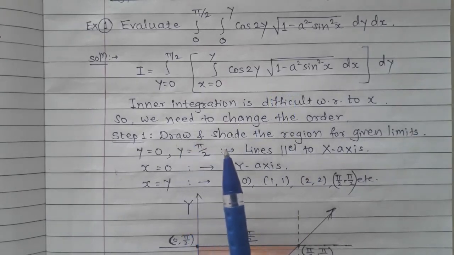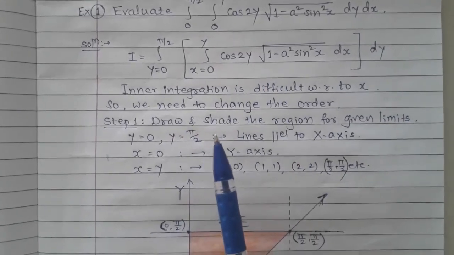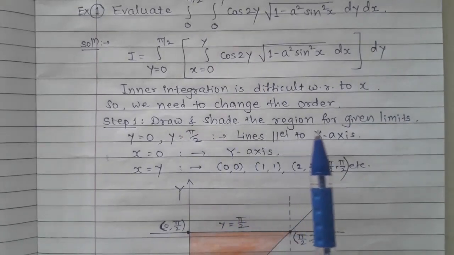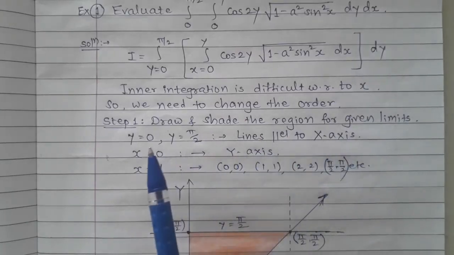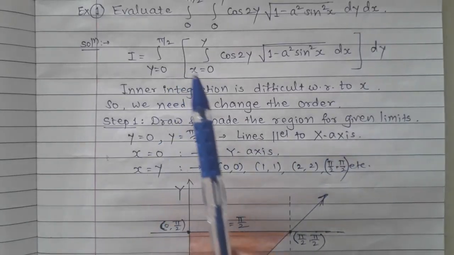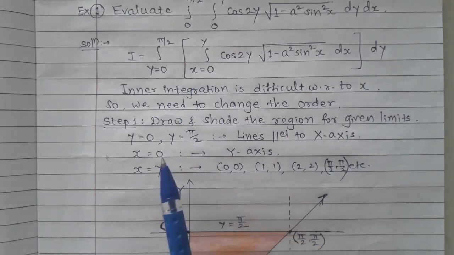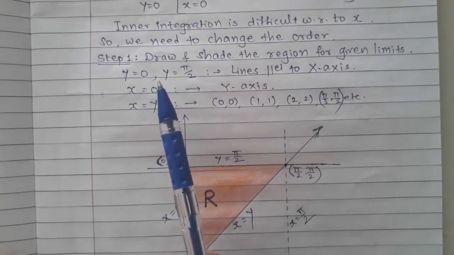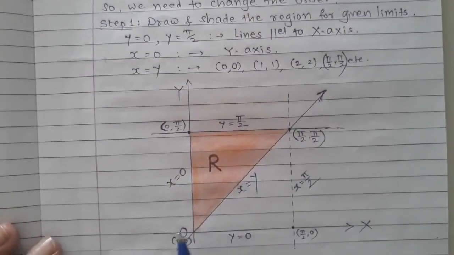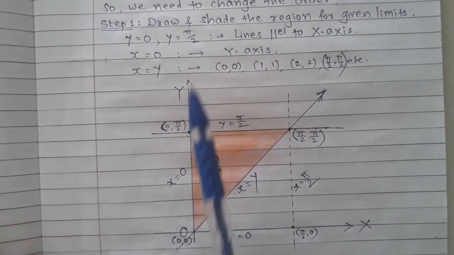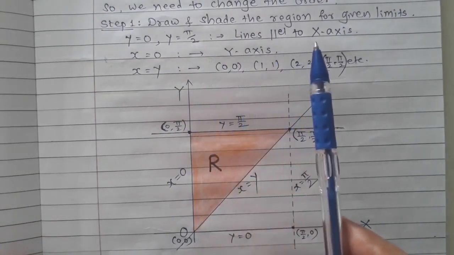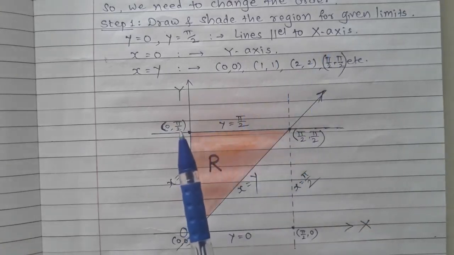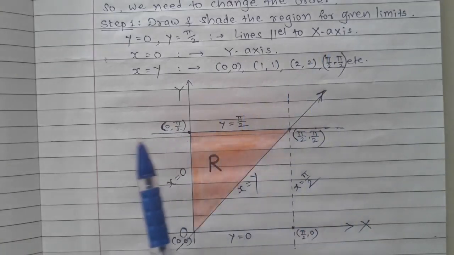Step 1, for change of order we have to draw and shade the region for the given limits. Given limits are y equal to 0 to pi by 2 and x equal to 0 to y. Y equal to 0 is the x axis, that is here, and y equals pi by 2 is a line parallel to the x axis and passing through the point 0, pi by 2, this line.